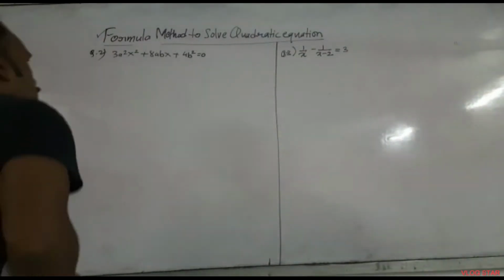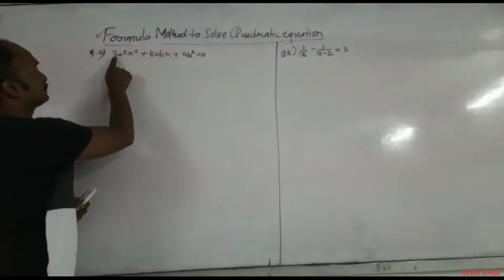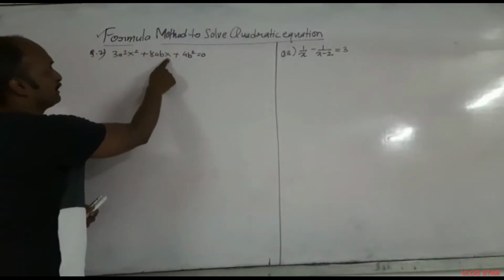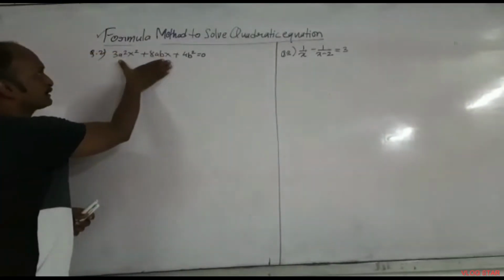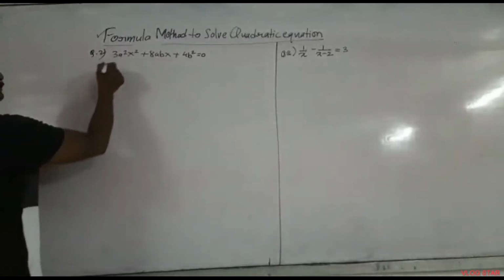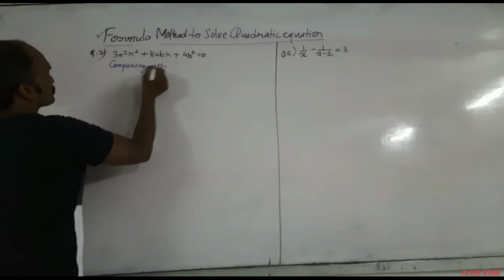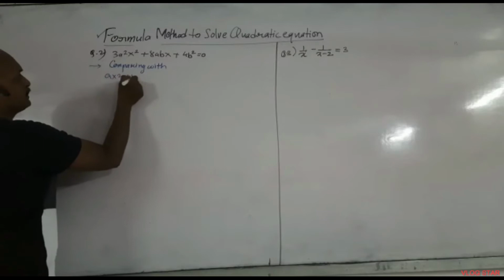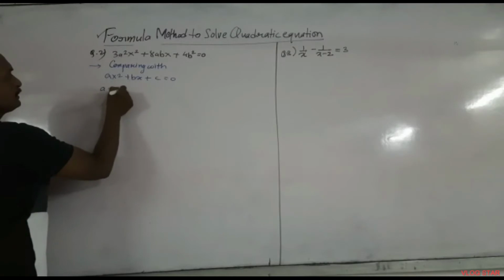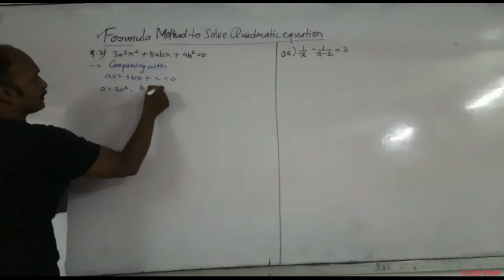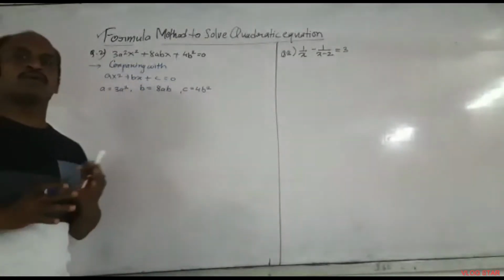Okay, so let's look at another example to solve this quadratic equation, that is 3a²x² + 8abx + 4b². What will we do here? We have to compare this equation with the standard form, that is ax² + bx + c = 0. What will we get? a is equal to 3a², b is equal to 8ab, and c is equal to 4b². That is the value of a, b and c.